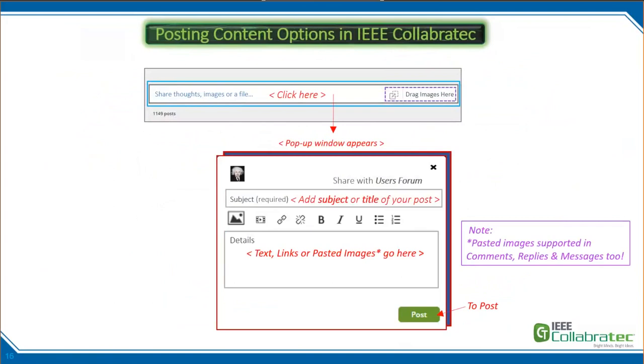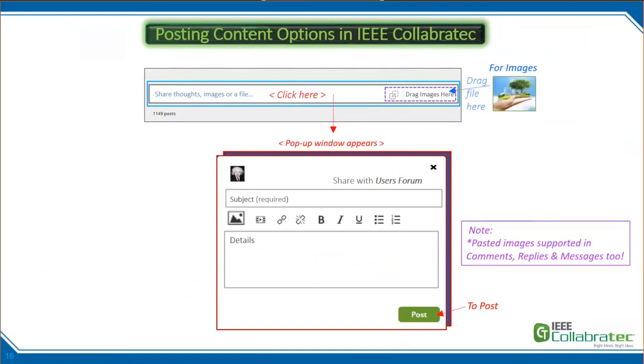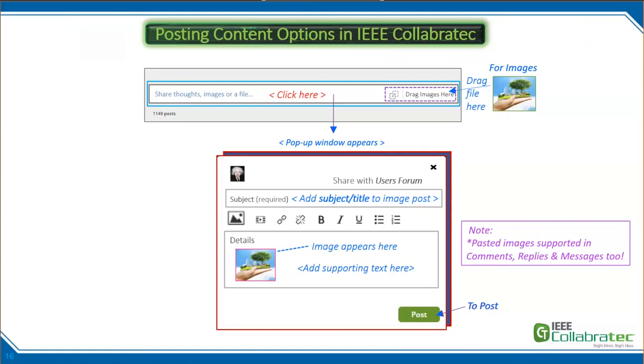Posting content in Collabratec, pretty simple. You click on the bar, a pop-up window comes up, and you add a subject line, and then you put in your post text. You could also do pasted images, or you can use the drag images box as well to post an image. Another way to post an image is to hit the image icon, and that allows you to edit or add as well, and that's where the image appears, and then you could add supporting text.